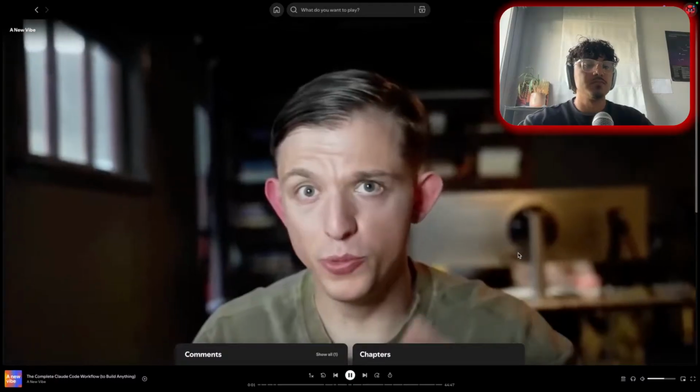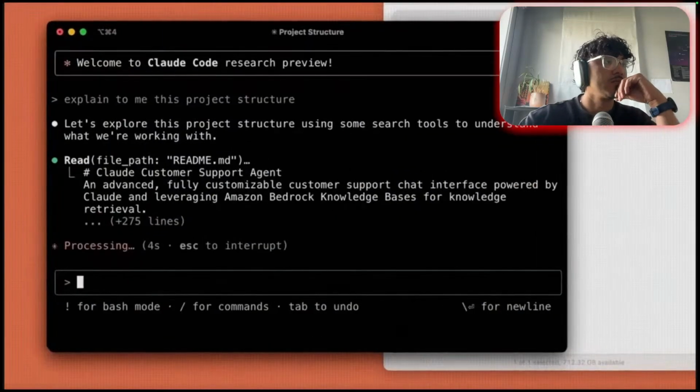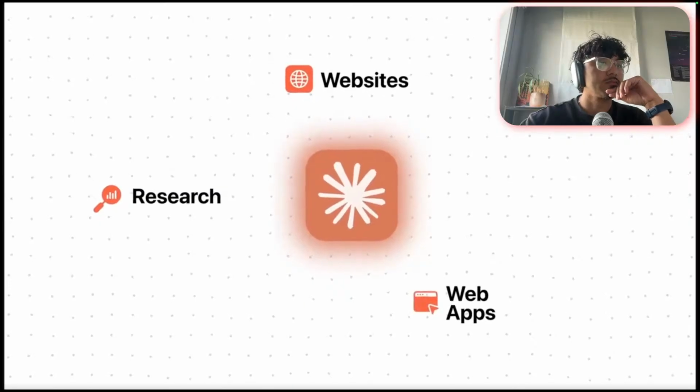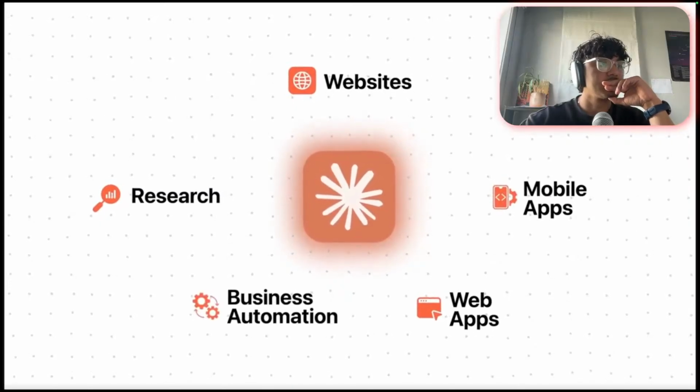Claude Code is not only the most powerful coding agent in the world, but it's also the most powerful all-purpose agent that can control your computer through the terminal. You can do research, you can build websites, you can build web apps, you can build mobile apps, and even automate many parts of your business.